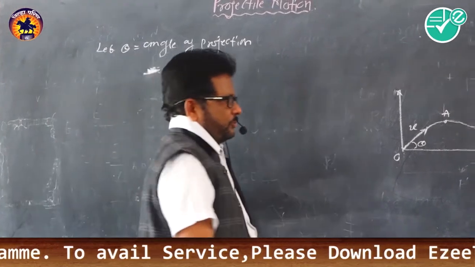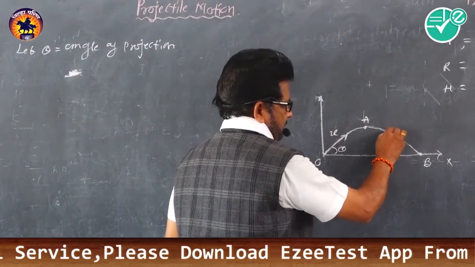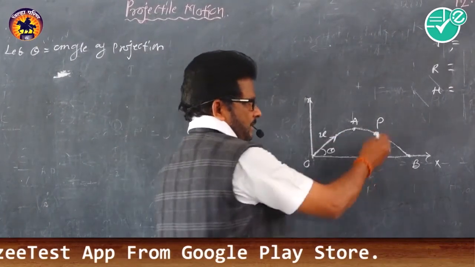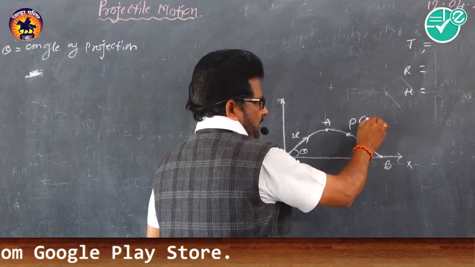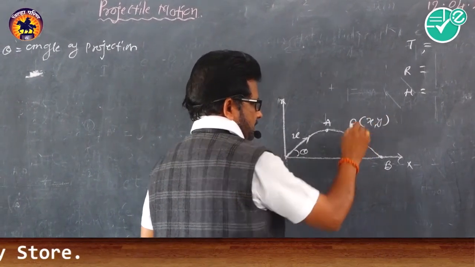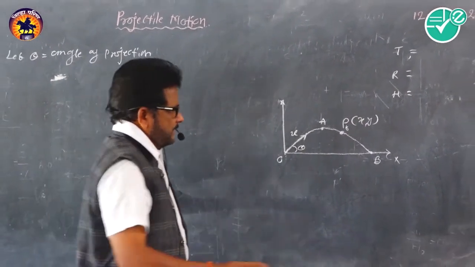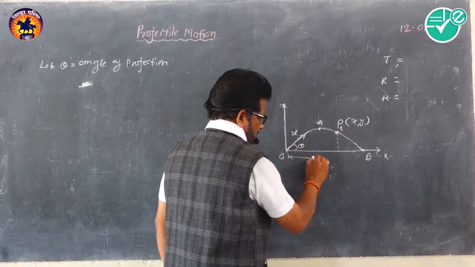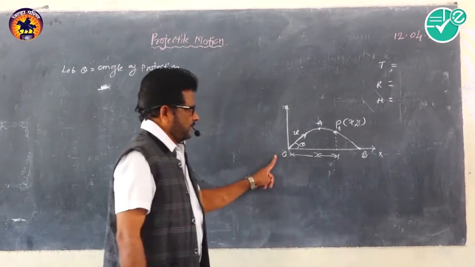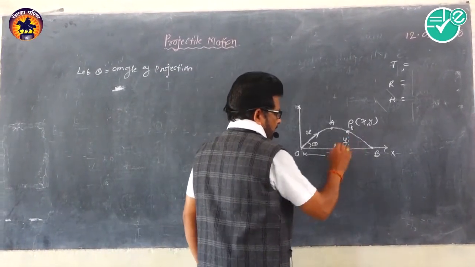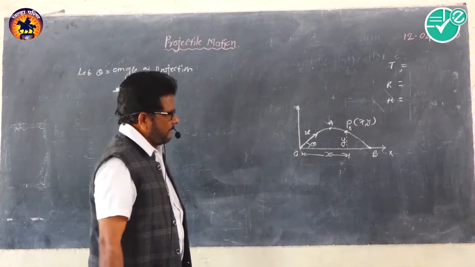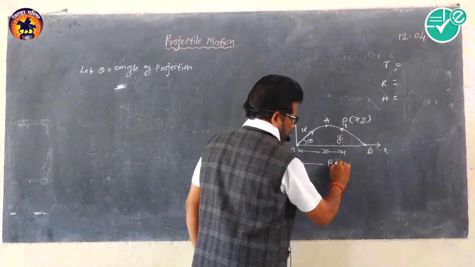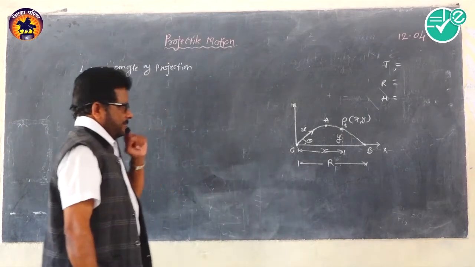To find this equation, suppose we consider any point P on the path here, so that the coordinates of the point are x, y at the time t. That means after time t, this is the horizontal distance of the projectile and this is the vertical distance of the projectile. Then the distance between the initial and the final position we call the range of the projectile, R, in this way.